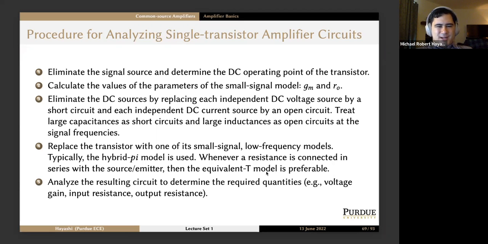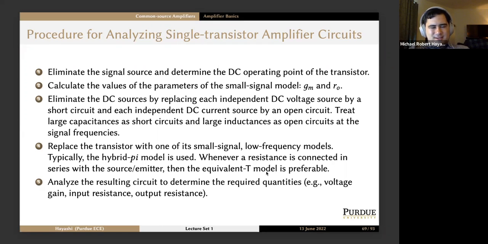Step 4, replace the transistor with one of the small signal low frequency models. Typically the hybrid pi model is used, but whenever a resistance is connected in series with the source, then the equivalent T model is preferable. And then step 5, analyze the resulting circuit to determine the required quantities. So voltage gain, input resistance, or output resistance.